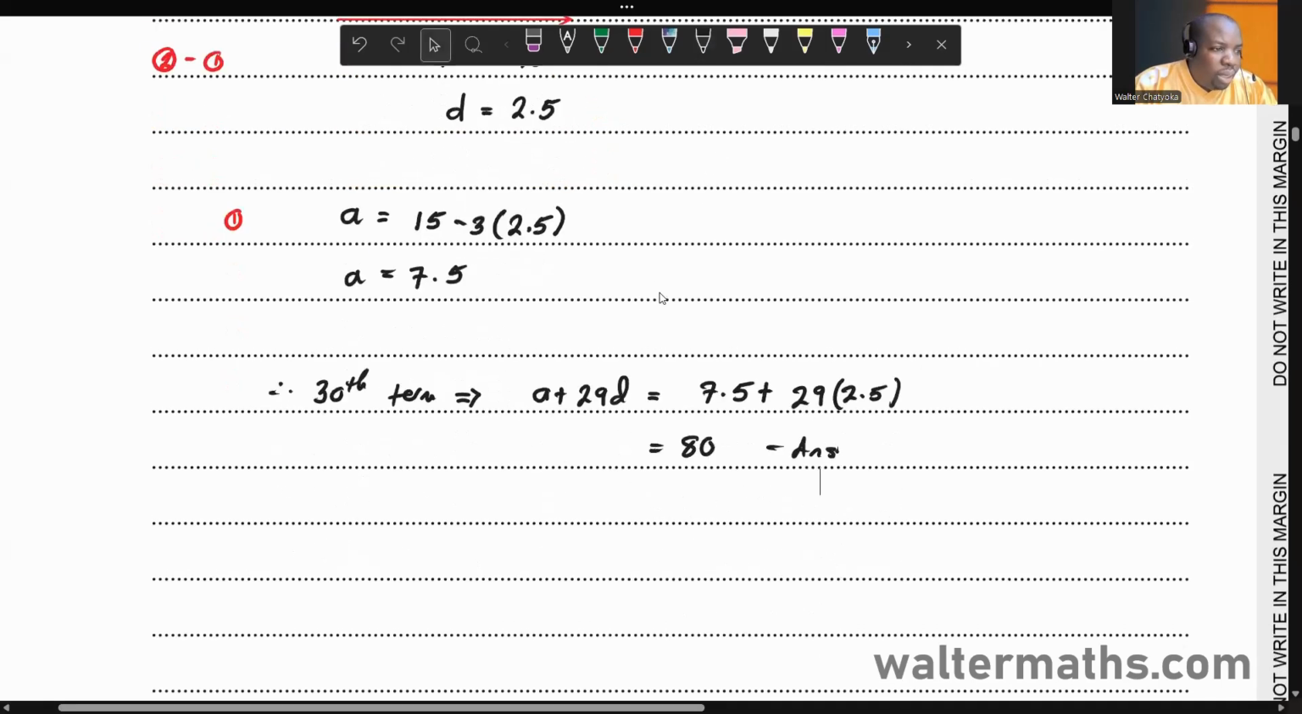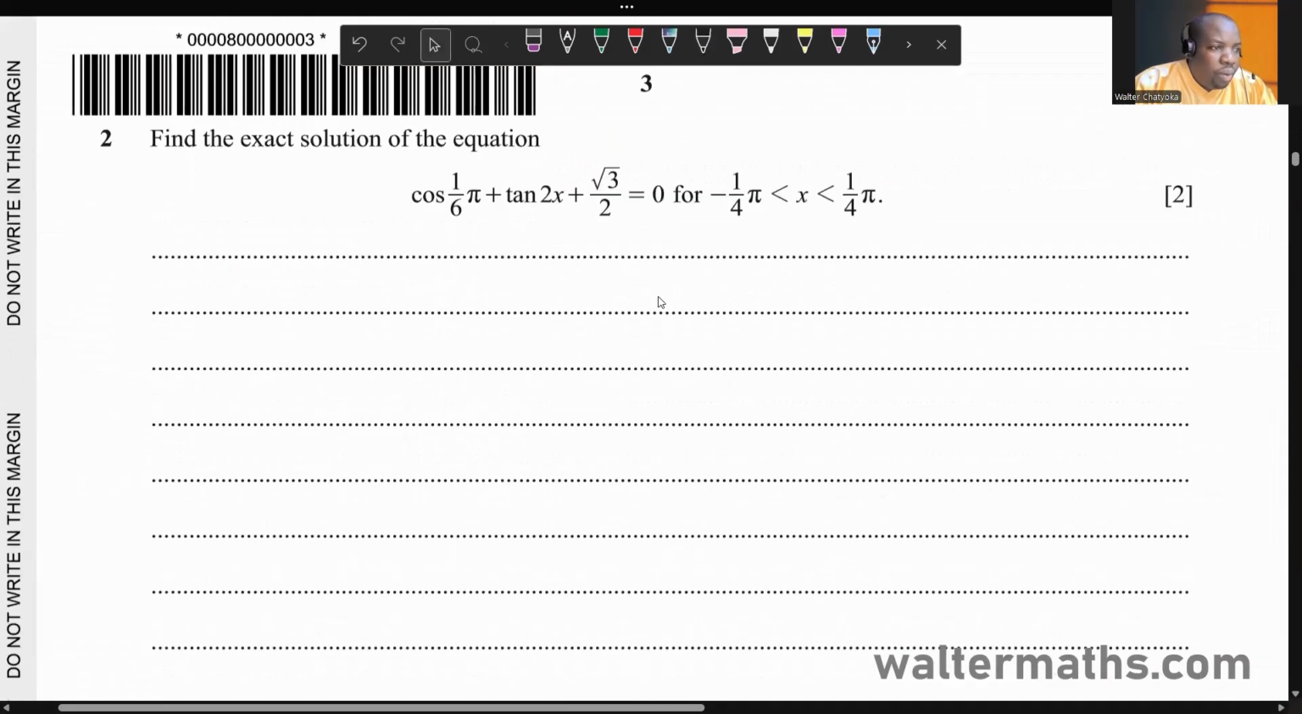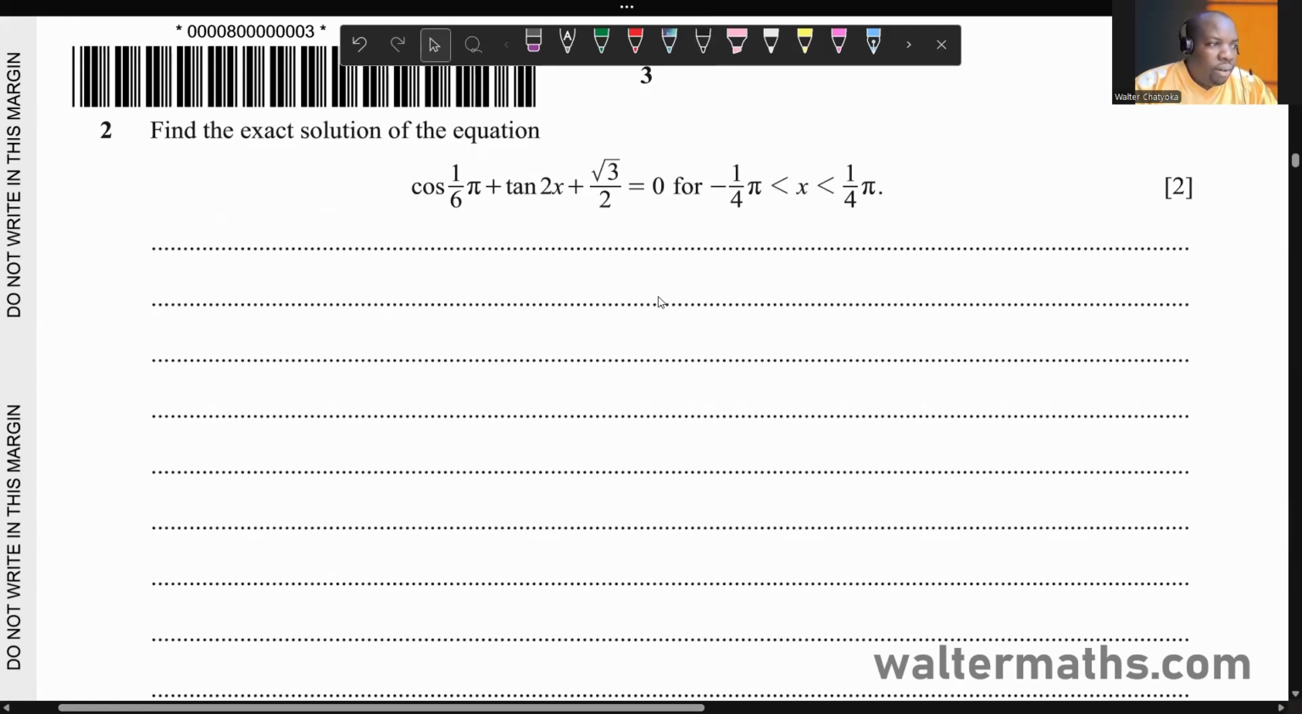Let's move on to number 2. On number 2, the question says, find the exact solution of the equation cos of a sixth pi plus tan 2x plus root 3 over 2 equal to 0 for values of x ranging between minus a quarter pi and a quarter pi.